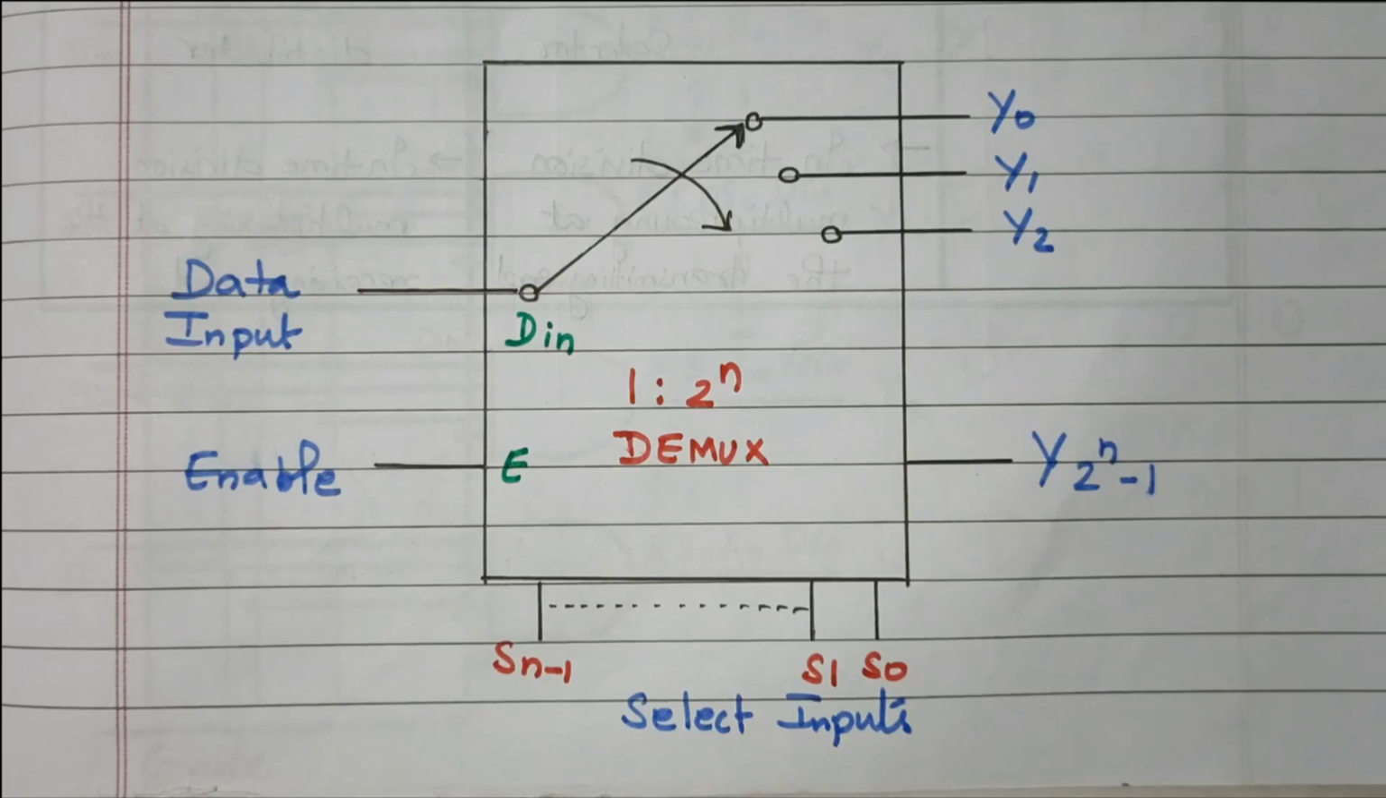Demultiplexer is 1 input, 2 to the power n outputs and n selection lines. We discussed one example. If n equals 2, it becomes a 1:4 demultiplexer with 2 selection lines. We discussed the truth table also. Also, we discussed the block diagram with the switches.